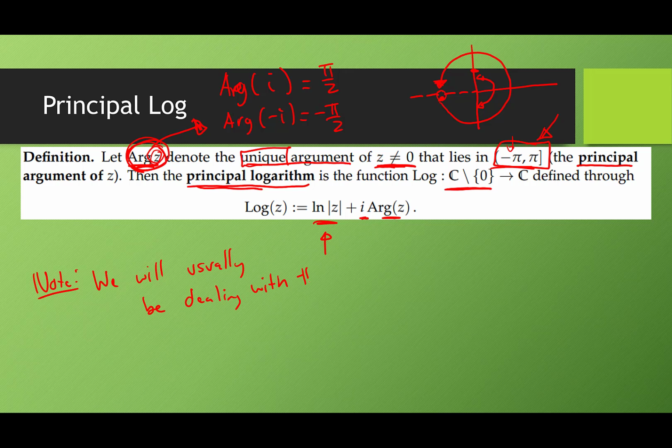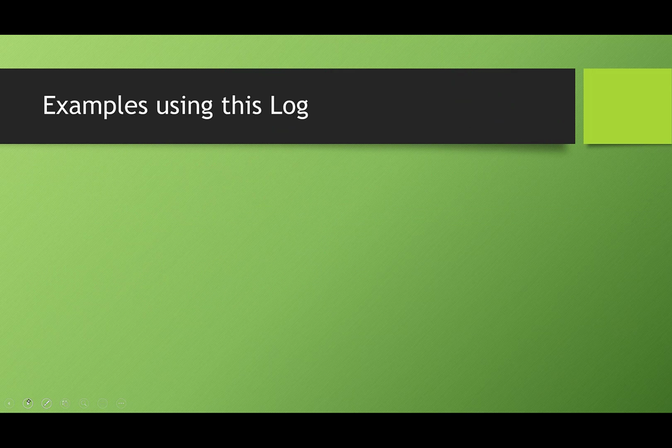With this log, let's look at some examples. Again, I'm going to write up here Log, the principal log. And by the way, I know it's super subtle, but whenever we're denoting the principal log, we're using capital L-O-G, but notice that it's not fancy L anymore. Usually when we leave off the fancy L, especially if you're reading your book, you're thinking about principal log. So the principal log is equal to ln of the absolute value of z plus i times this argument function of z.